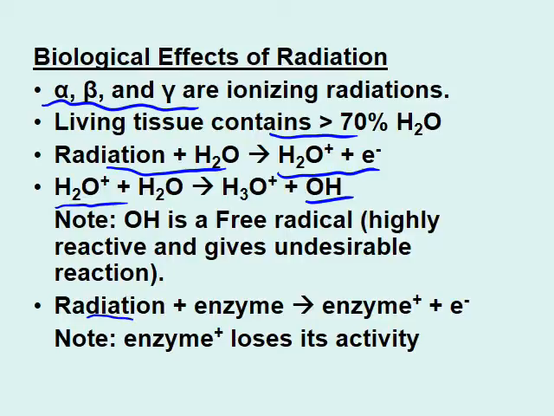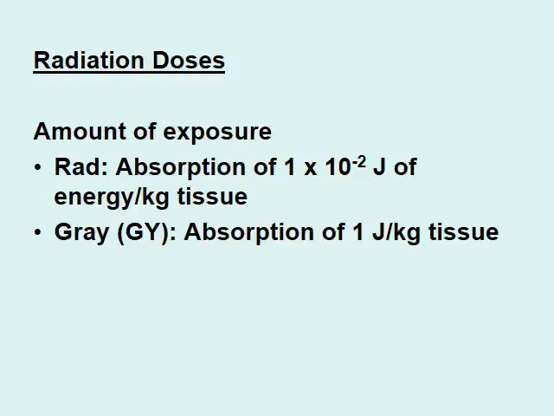In addition, radiation can also knock off an electron from an enzyme, which is responsible for a lot of biological activities. So when an enzyme gets ionized, it loses its activity. Now, radiation dosage. Rad is defined to be due to absorption of 1 × 10^-2 joule of energy per kilogram of tissue. Gray unit deals with absorption of 1 joule per kilogram of tissue.